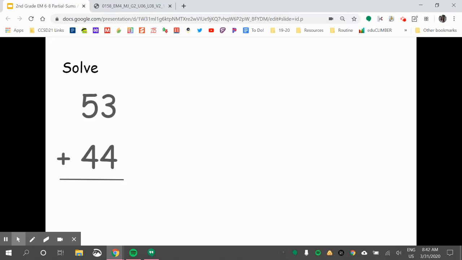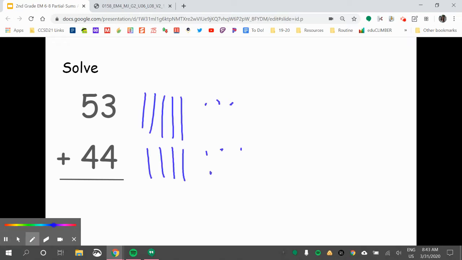Let's say I have this number 53 plus 44. Yesterday I would have represented this using base 10 blocks, so I'm going to show that now. So now I've got my base 10 blocks represented here. But I want to think about how I can use expanded form to show the same thing that I did with base 10 blocks. So I'm going to break 53 and 44 into expanded form.